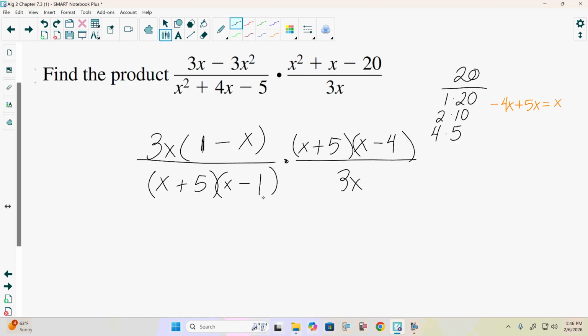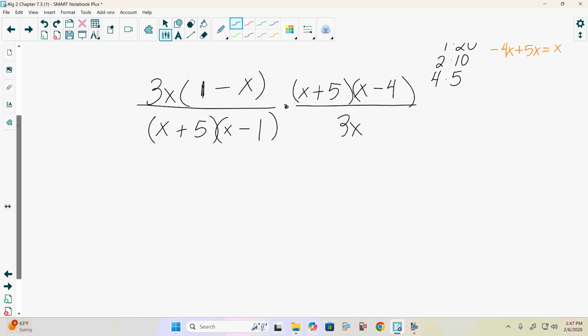Now again, we can use the other factors to help us, because if something's going to reduce, we have to have the same expression on top and bottom. Because with putting it as x plus 5 and x minus 1, we now have an x plus 5 on top and bottom. It will reduce, it will simplify out.